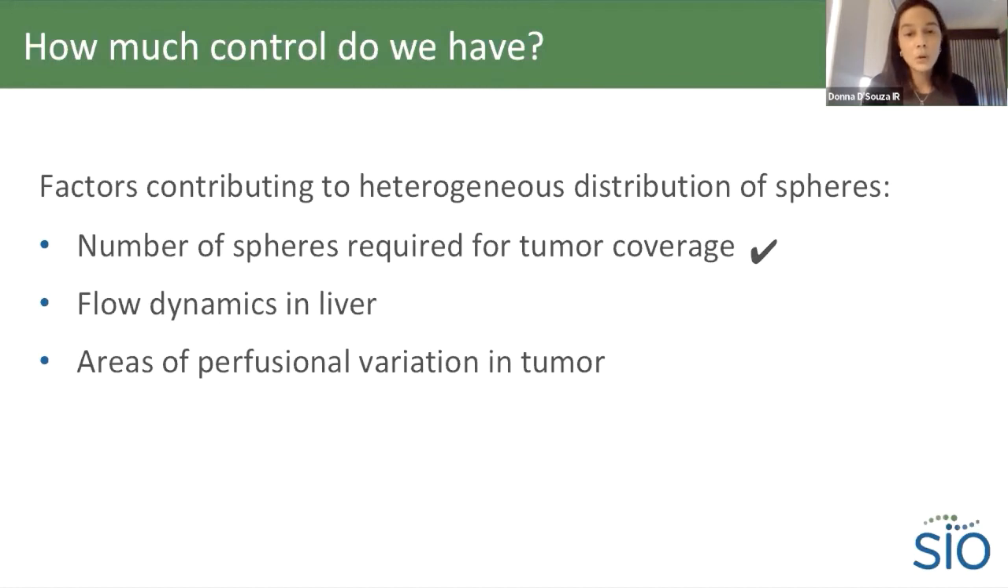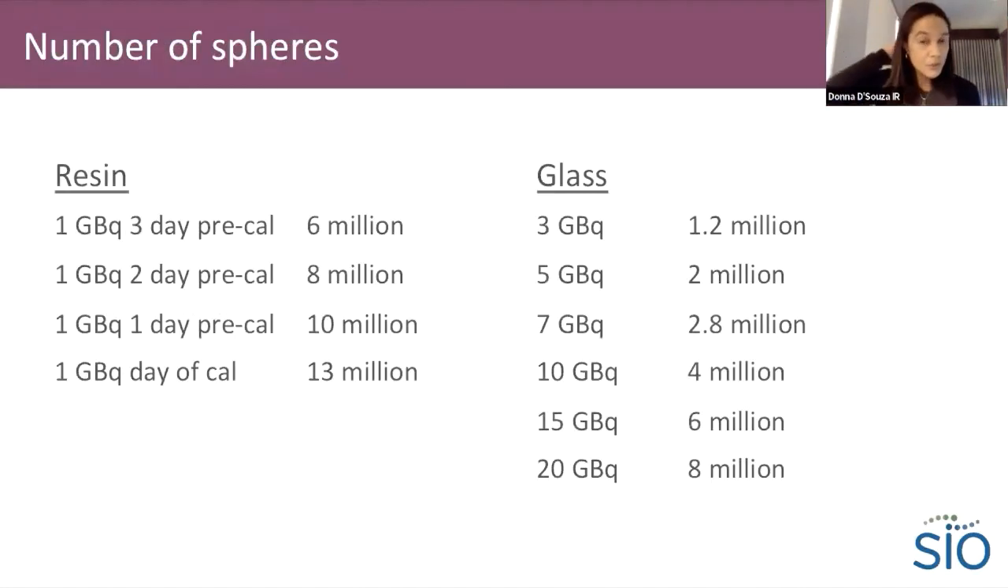So we can control the number of spheres required for tumor coverage, and we have some ability to alter the flow dynamics in the liver. We just can't alter the perfusional variation in the tumor. So in terms of the number of spheres, it's important just to be aware of the number of spheres you're delivering, because there's lots of different options with both resin and glass beads.